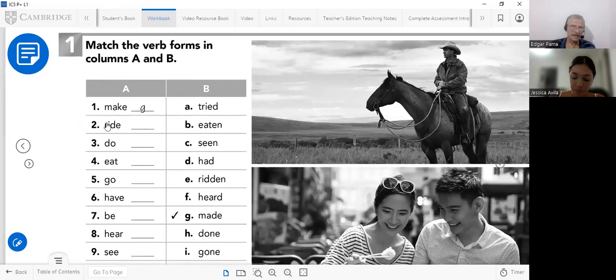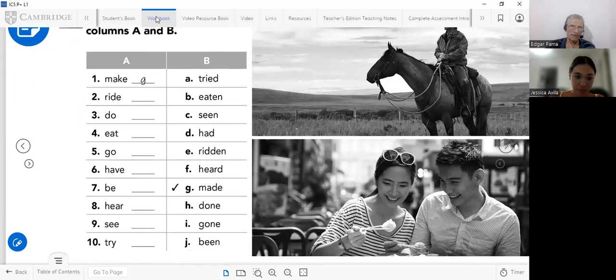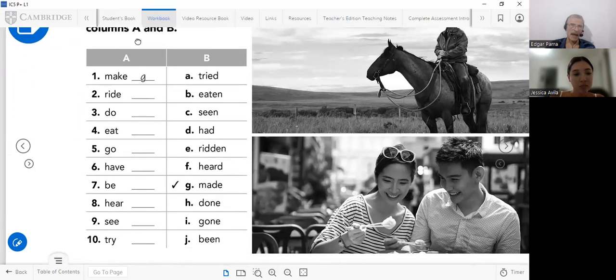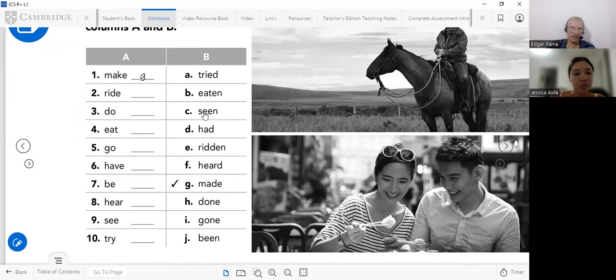Now you're going to match the verb forms in column A with column B. You see? These are in simple present form or infinitive form, and you're going to tell me which one corresponds to number one. Can you please tell me the letter and the verb, please? It's made. Letter G. Here you are. Continue with number two. Write, written. Can you please repeat it again? That's good. Written. What letter is it? It's letter E.